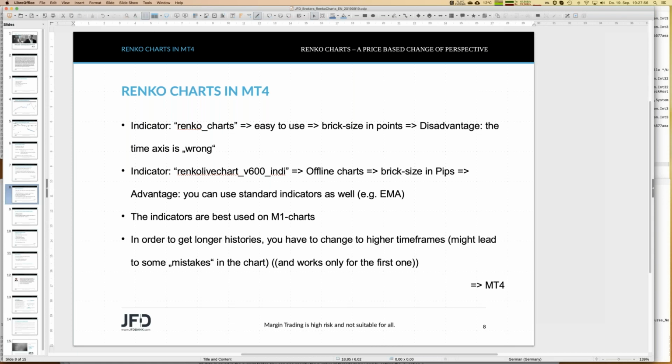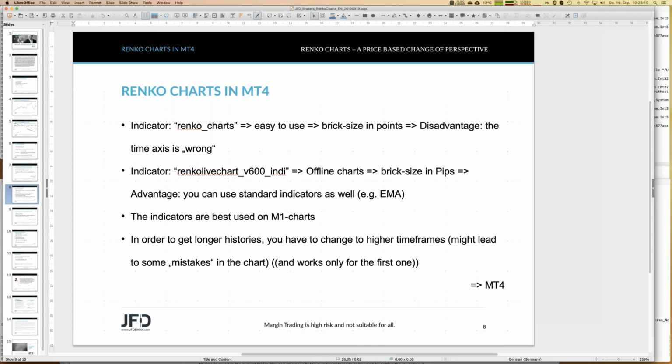The other good thing here is that you can use standard indicators within the chart as well. So you can take that Renko chart and use EMAs, use RSI, use whatever. So you can use the standard set of indicators for your analysis within that offline chart. Now that's really cool.